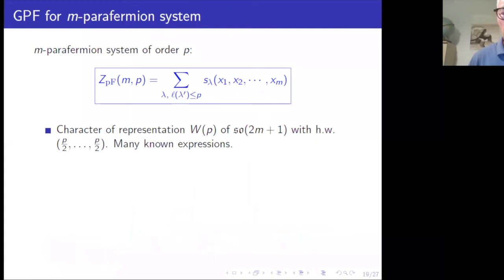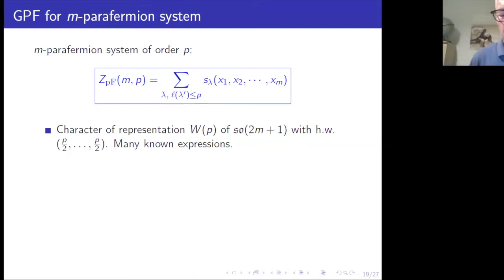Okay, before I come to some more general notions again, let me just briefly also go through the case of the m parafermion systems. In this case, the grand partition function is the following sum. It's the sum of all Schur functions in m variables labeled by partition lambda, where the sum is over all lambda such that the length of lambda prime is less than or equal to p. In other words, the number of columns should be less than or equal to p.